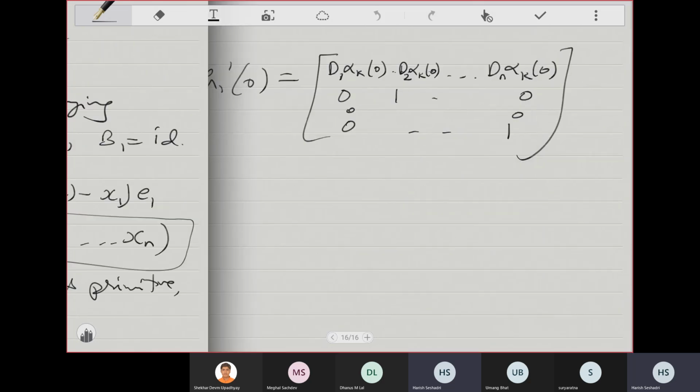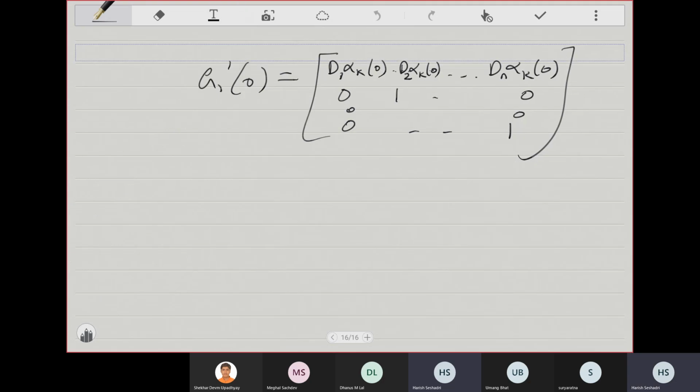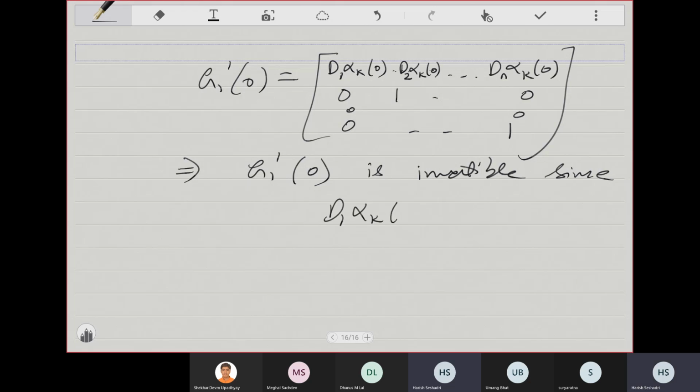So if you want to see that the matrix is invertible, again, you don't need the determinant, but if you take the determinant, you'll just get D1 alpha K0, which is non-zero. So the upshot is G1 prime 0 is invertible, since D1 alpha K0 is not equal to 0.